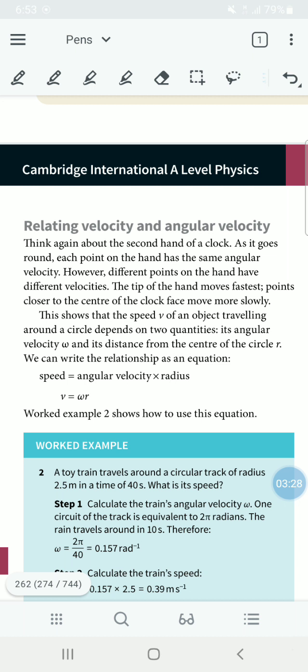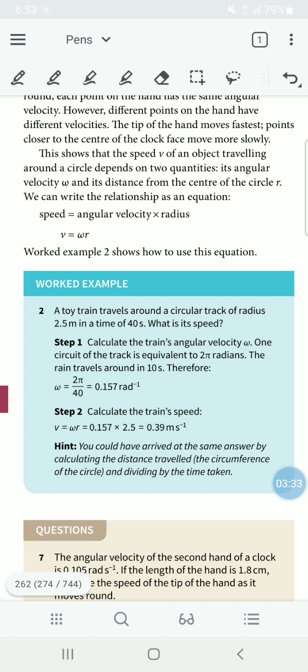So let's see this example, worked example 2. We'll go through this and write the note, and then we will see how easily we can do the questions. Let's go through the question. A toy train travels around a circular track of radius 2.5 meters in a time of 40 seconds. Everything depends on what question they are asking. If they are asking for speed, you use v equals omega r, so you obviously have to find omega first. But if they are asking for the angular velocity, then it is only omega that you need to calculate.